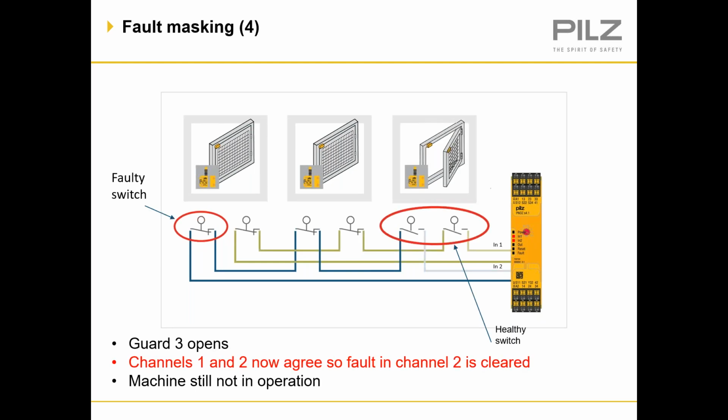Due to time pressure, or knowing how to overcome the guard 1 issue from, say, prior experience, but not necessarily understanding the safety repercussions, the operator then opens guard 3. When they do this, channel 1 and 2 both open, which is what the safety relay is looking for, and thinks the fault is cleared. The machine is still not in operation.